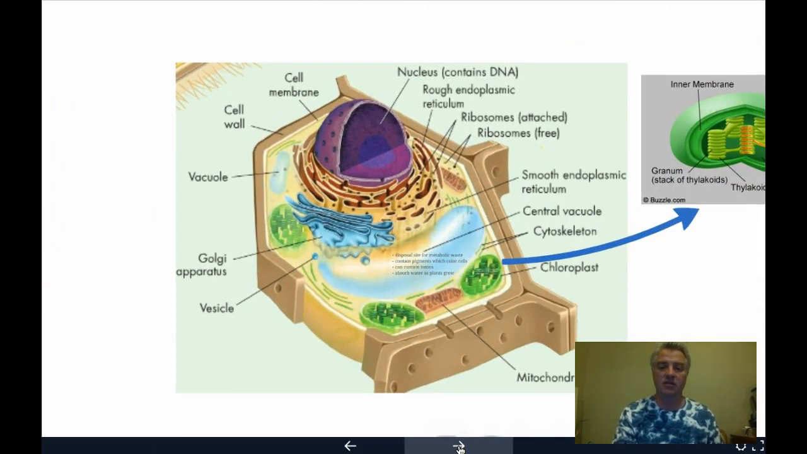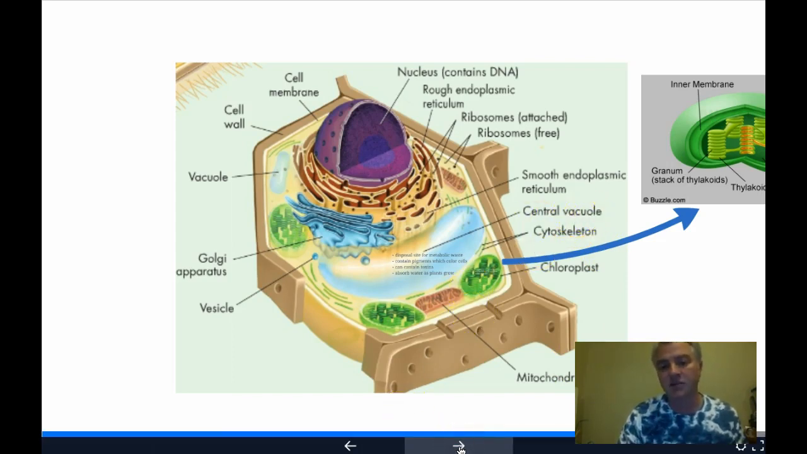The next structure, we're going to jump over and look at a plant cell real quick and look at one of the features of the plant cell. The first one we're going to talk about is this central vacuole right here. Central vacuole is not found in animal cells. These are real large sac-like structures inside the middle of the plant cell.